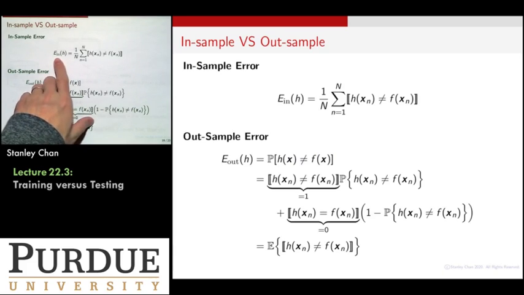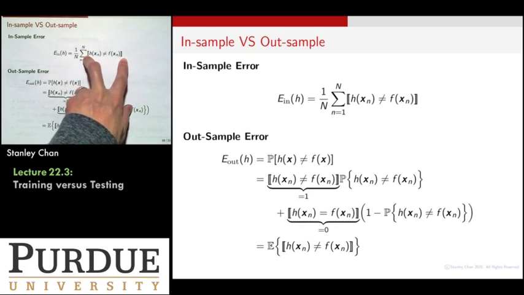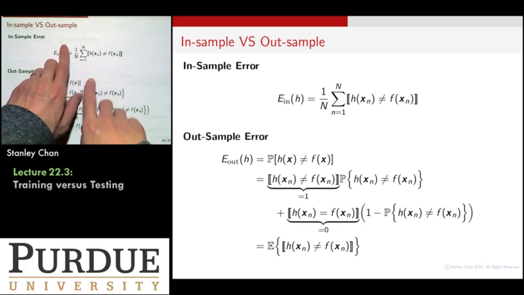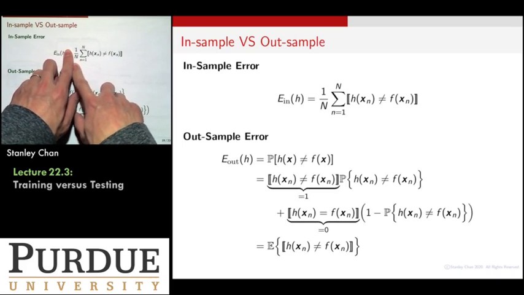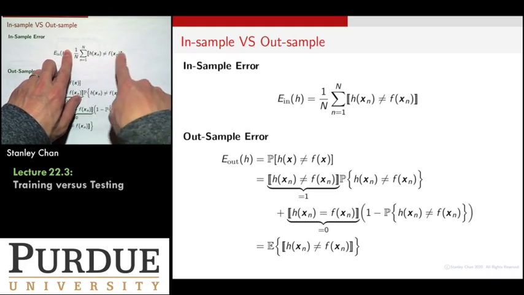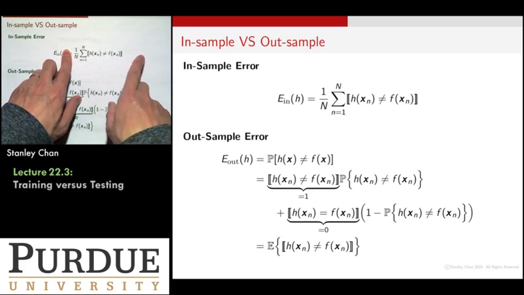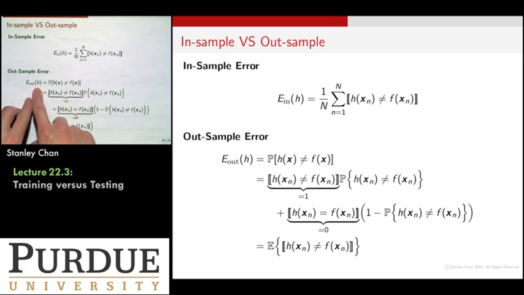The in-sample error, or the training error, as I have described, is the average of this indicator function. When you look at this expression, it is a finite average, a finite sum over 1 over n. In statistics, we call it the sample average. The out-sample error is defined as the probability that your target function doesn't match the hypothesis function.